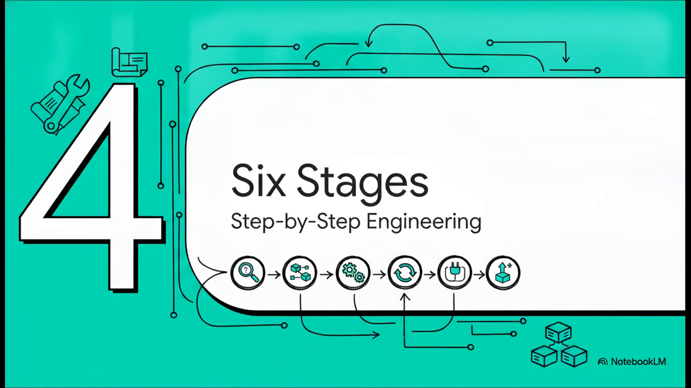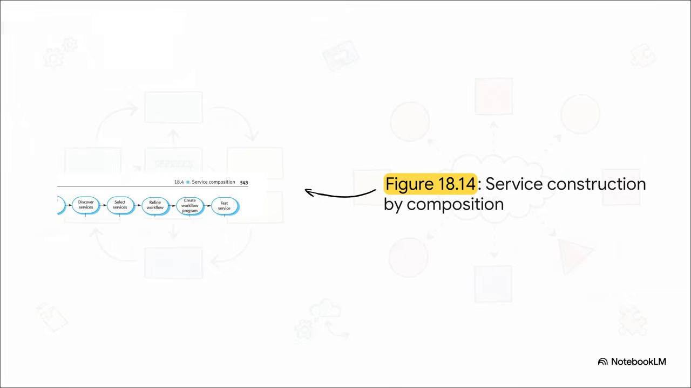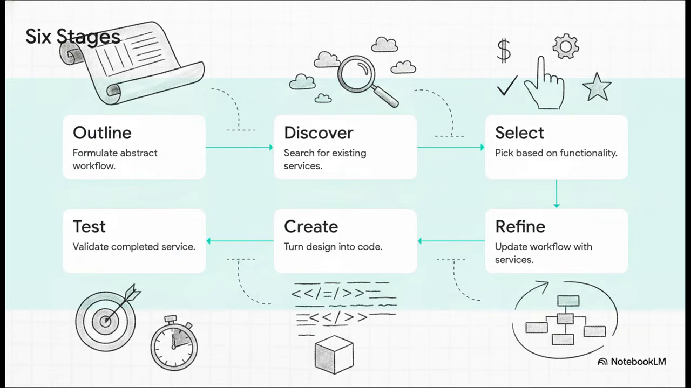Moving on to Section 4, the 6 stages of composition, step-by-step engineering. We're now going to cover the exact practical engineering methodology required to construct a composite service. This graphic outlines the whole process. I want you to really visualize the flow here. It takes us all the way from a highly abstract outline of a workflow through discovering and selecting external services, all the way down to deploying a tested, executable program. Let's briefly walk through each stage chronologically.